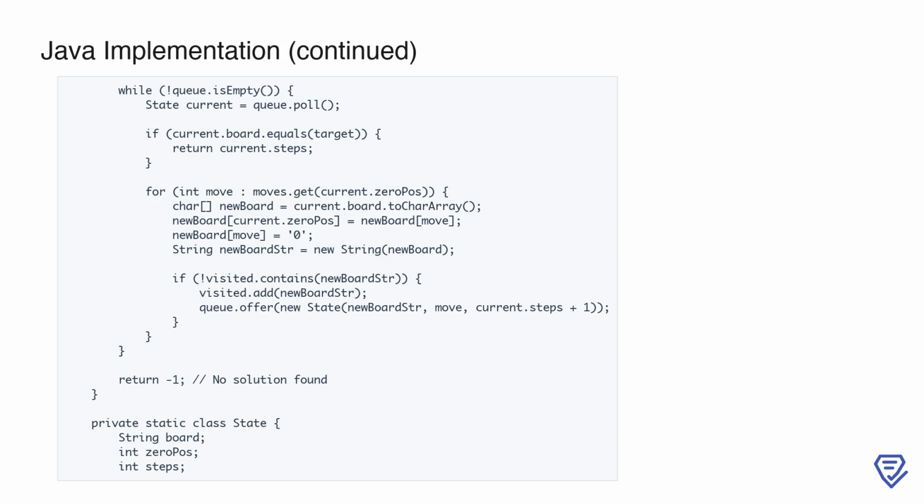If this new board configuration hasn't been visited yet, we mark it as visited and enqueue a new state object representing this configuration, the updated 0 position, and an incremented step count. This process ensures that all possible configurations are explored systematically while avoiding redundant work by skipping already visited states. If the queue is exhausted without finding the target configuration, the method returns -1 to indicate that no solution exists.